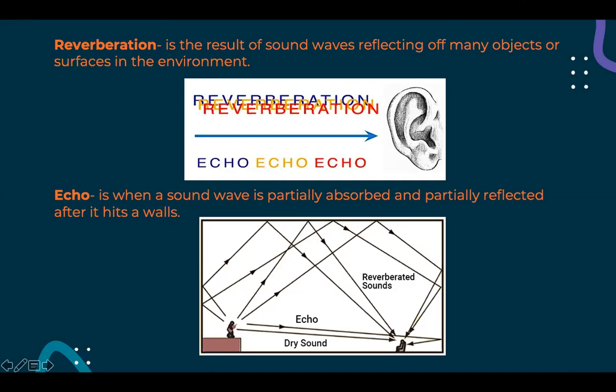and partially reflected after it hits a wall. So it is a single reflection of a sound wave off of a distant surface, and it is usually clear. So comparing the two, an echo is very clear, while reverberation is not. So it's like two persons speaking at the same time in reverberation. So next, please.